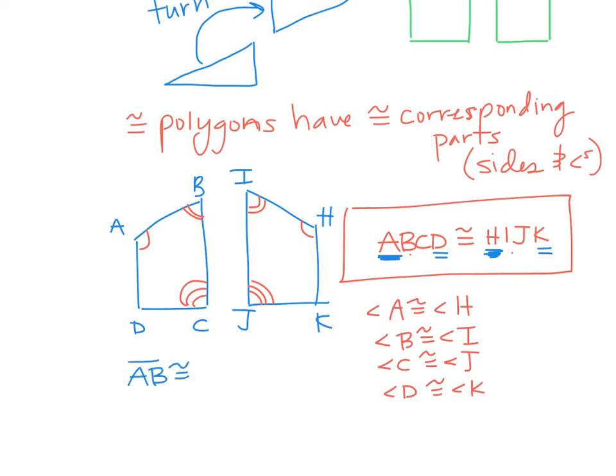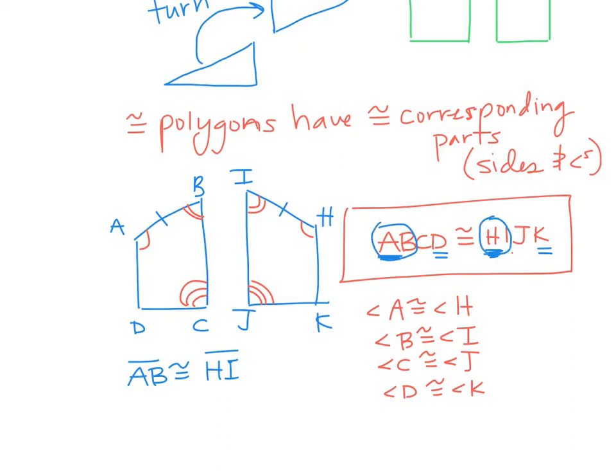AB would be congruent to IH. You can write it IH or HI. It's still the same segment, right? I usually just try to keep them in the same order, but IH is fine. So AB is congruent to HI. So if you look at the picture, it's the first 2 letters with the first 2 letters, right?